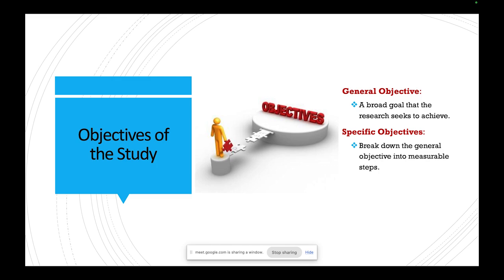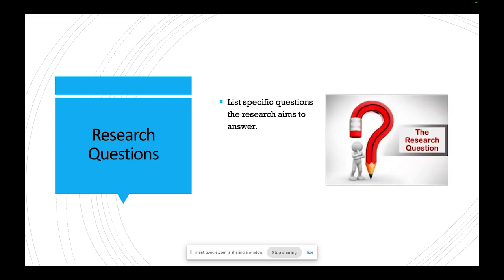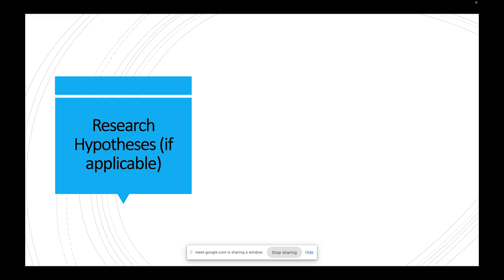After objectives, you talk about research questions. Your research questions must align with your research objectives. The number of objectives you have should align with your number of research questions, because it's assumed that they are driven from the research objectives. Then these research questions should also align with your problems, because it's assumed that you're asking these questions just to solve those problems.